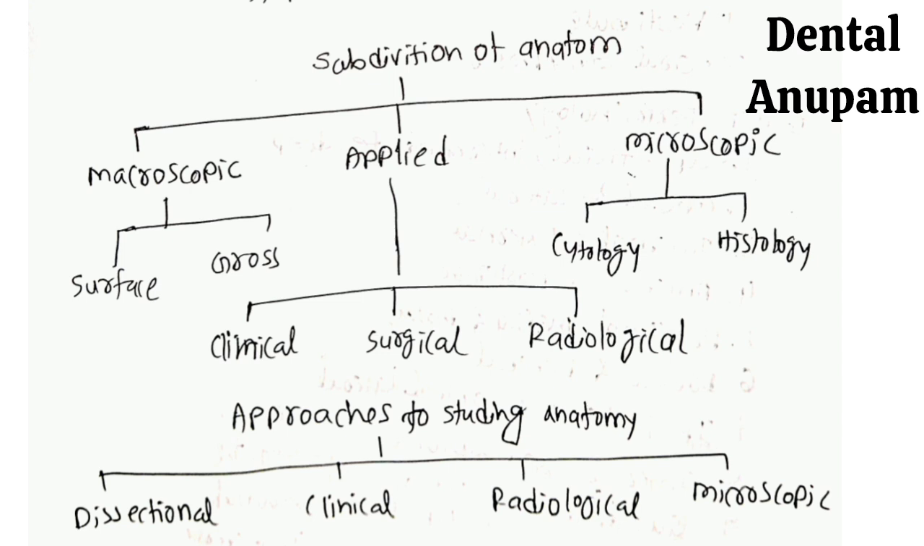What is clinical anatomy? Clinical anatomy is the practical application of anatomy in diagnosis and treatment planning. Surgical anatomy is the anatomy that facilitates planning and performing surgical procedures. Radiological anatomy is the study of anatomy in living subjects by interpretation of the structures in radiographs and scans.